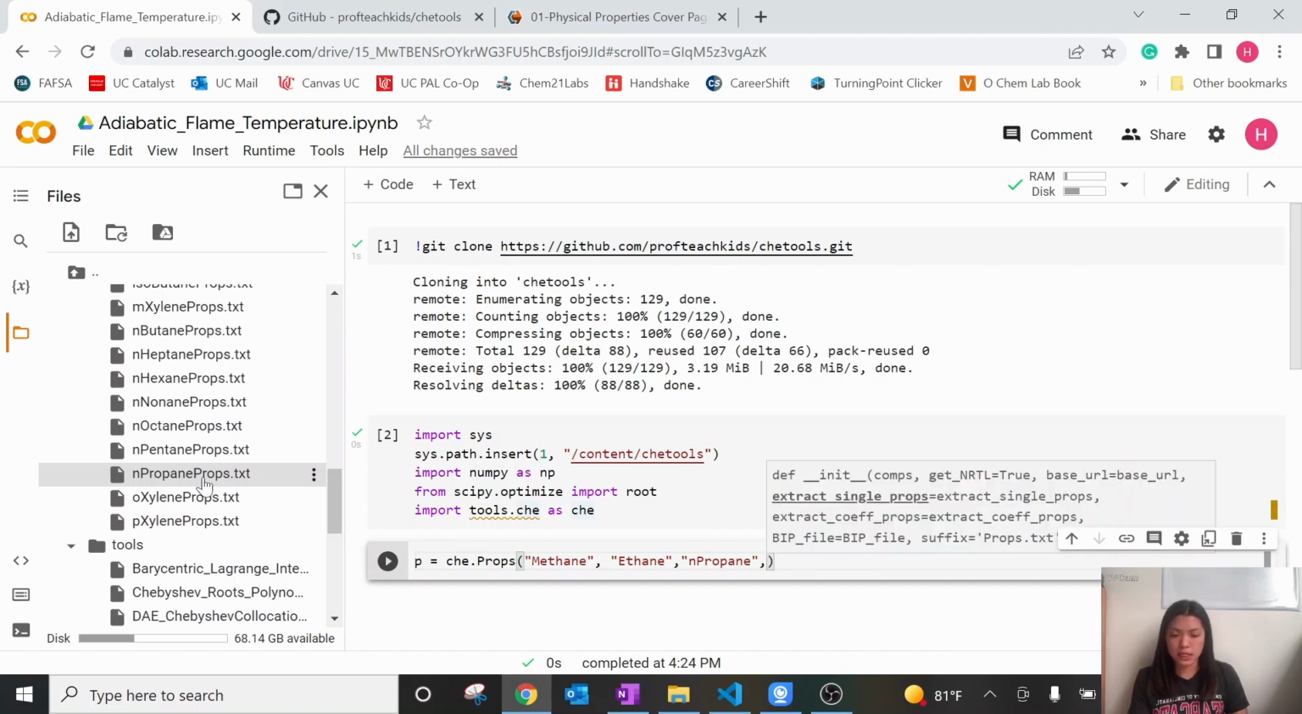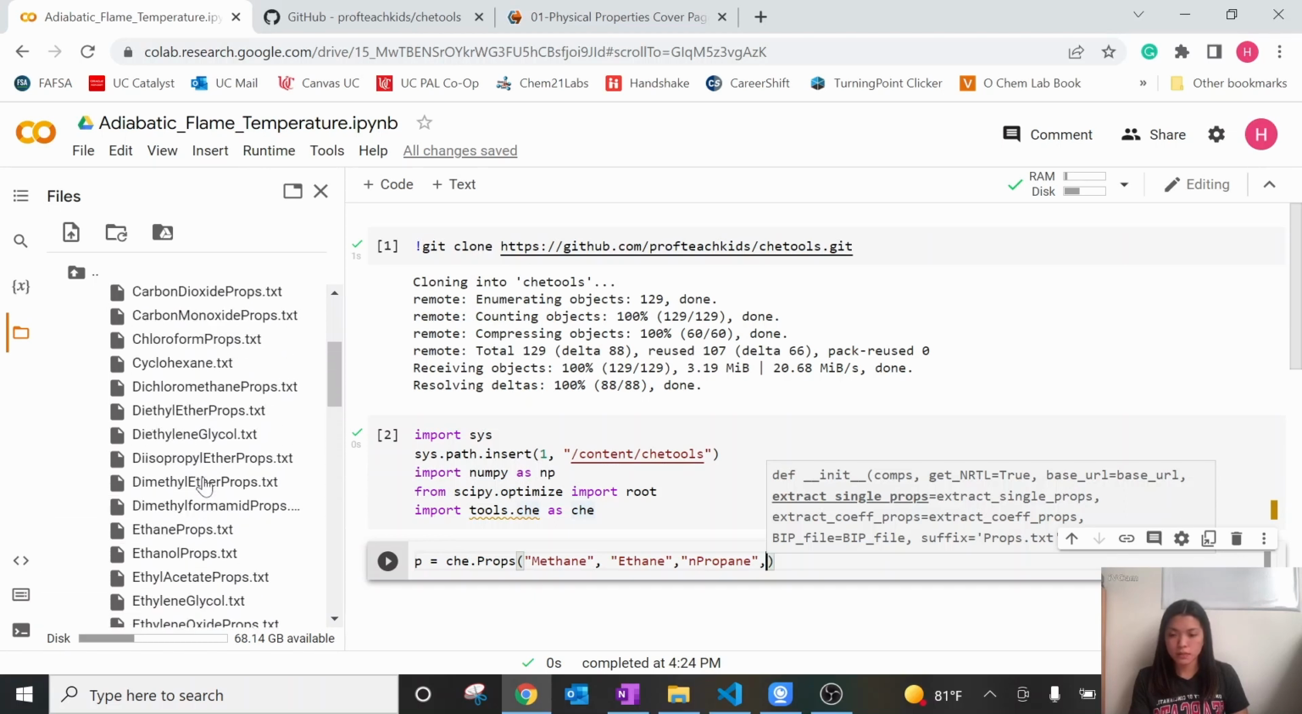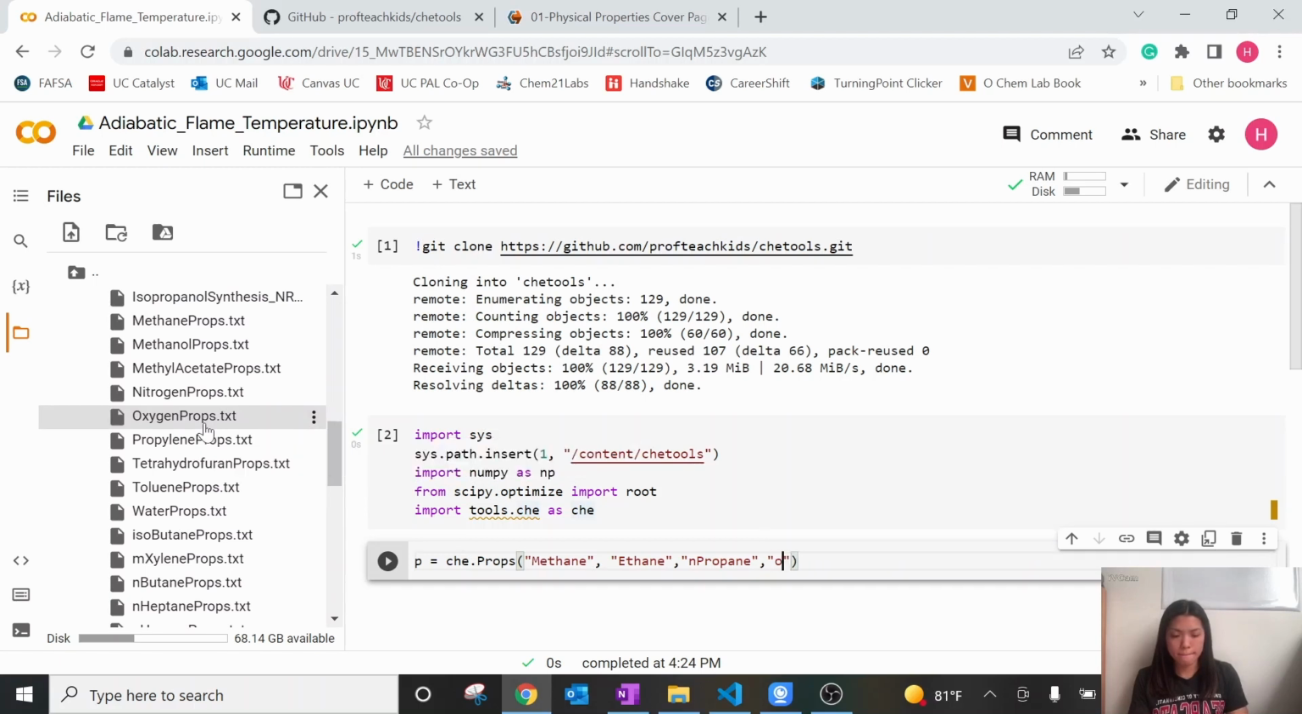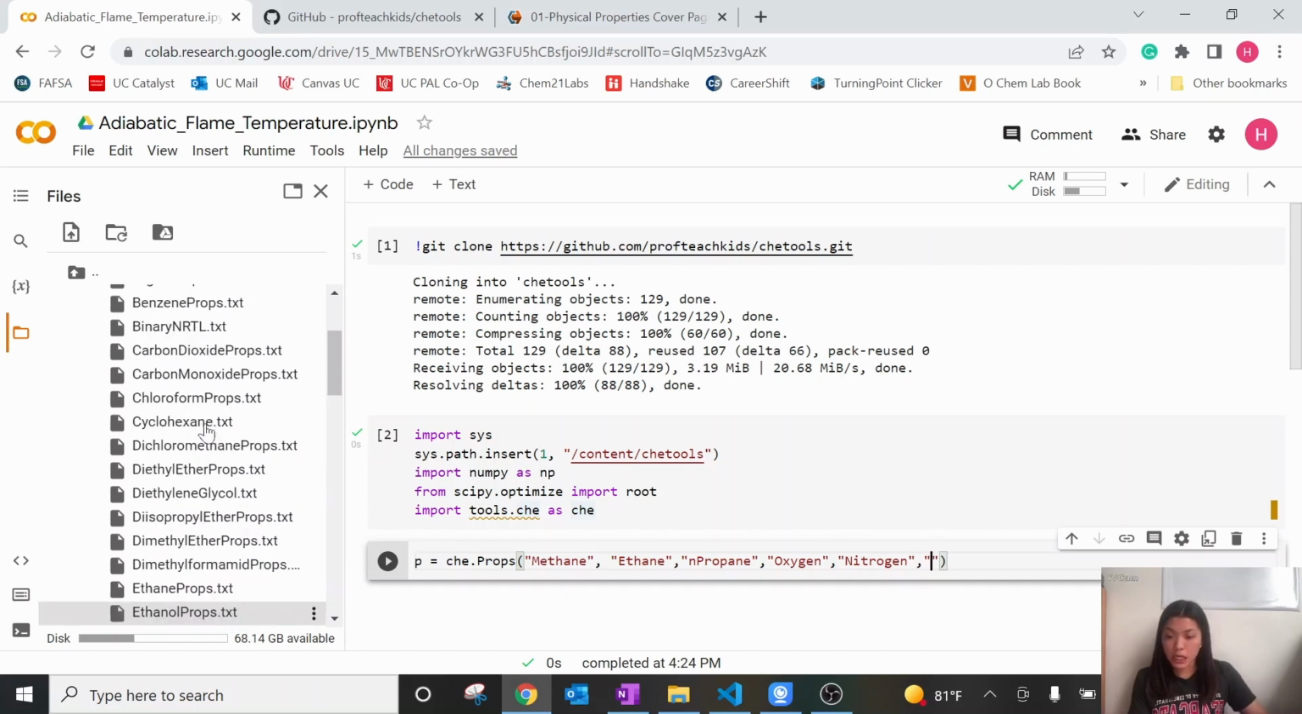We will also be needing oxygen. So that's right here. Nitrogen. Carbon dioxide.